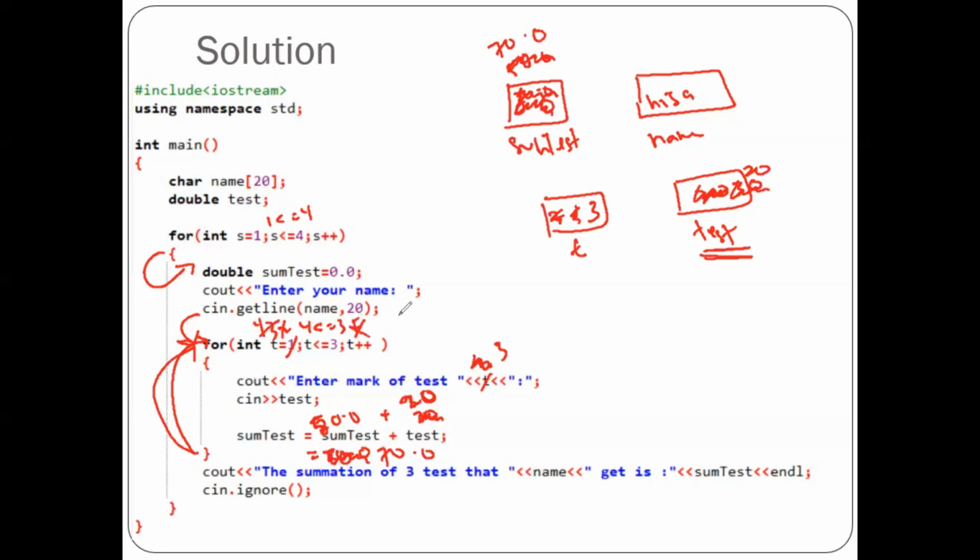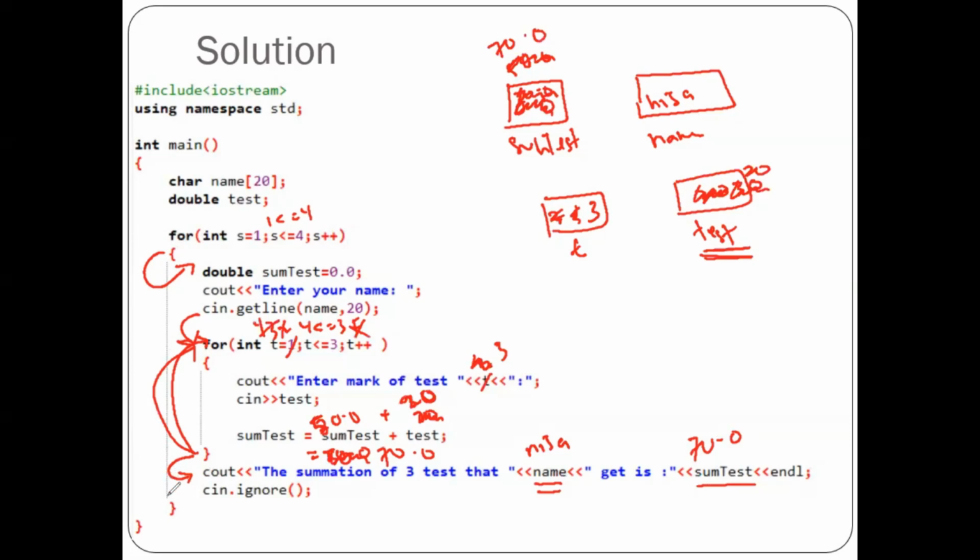Bila false, dia akan keluar. So bila dia keluar daripada inner loop, dia akan pergi mana guys? Dia akan pergi di statement. So the summation of 3 tests that Nisa get is, sum test dia berapa? 70. Okay. So, lepas ni habis ke? Tak. Kenapa tak? Sebab outer loop tak habis lagi. Outer loop baru buat untuk first student.